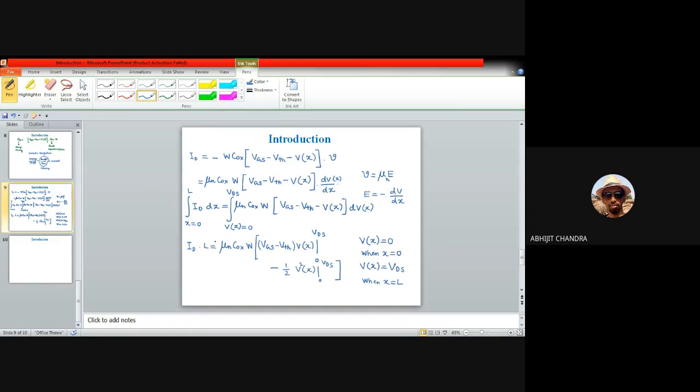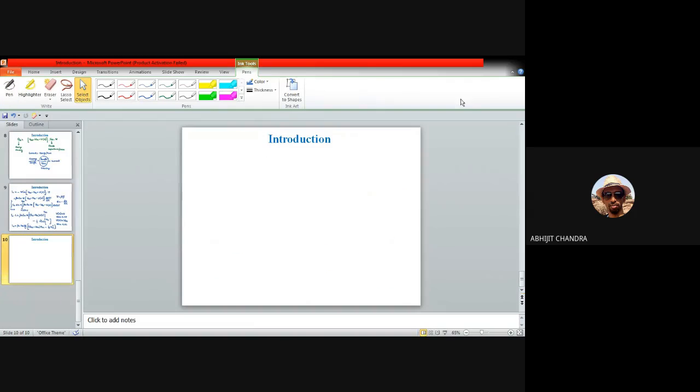So ultimately, if I move L from the left hand side to the right hand side, we have Id is equal to mu n Cox W by L, then we have (Vgs minus Vth) into Vds minus half Vds square. And this particular equation forms the lifeline of this analog MOS circuit design.